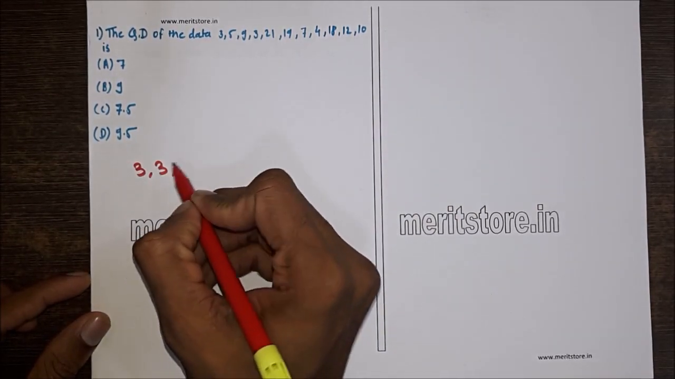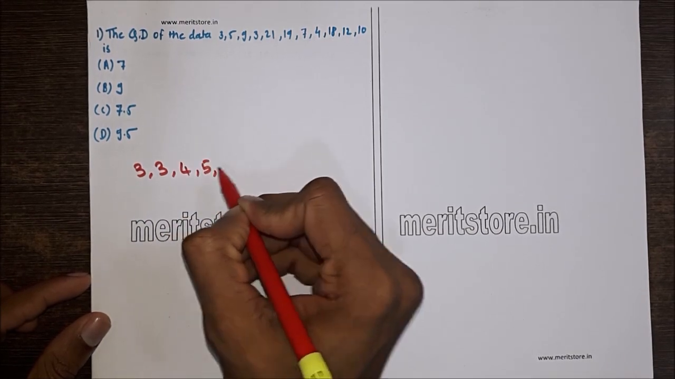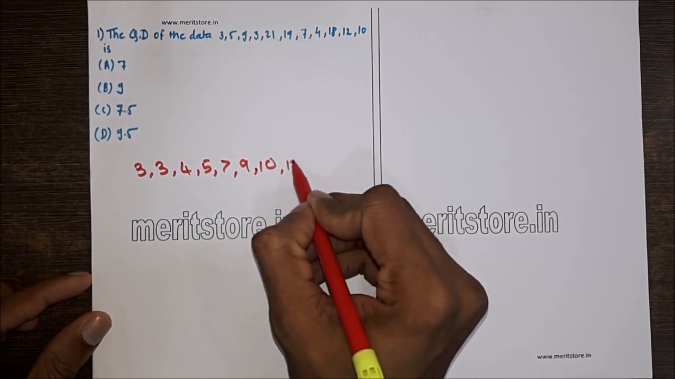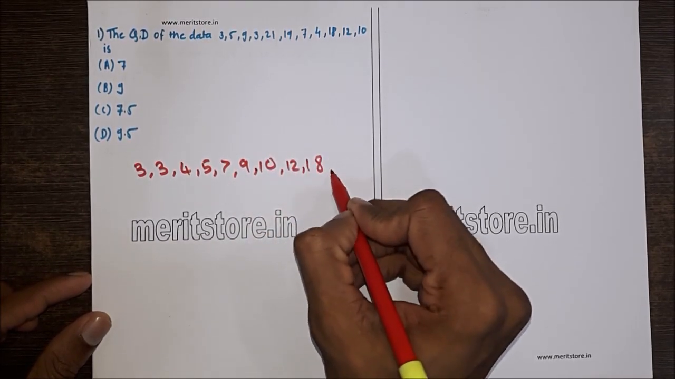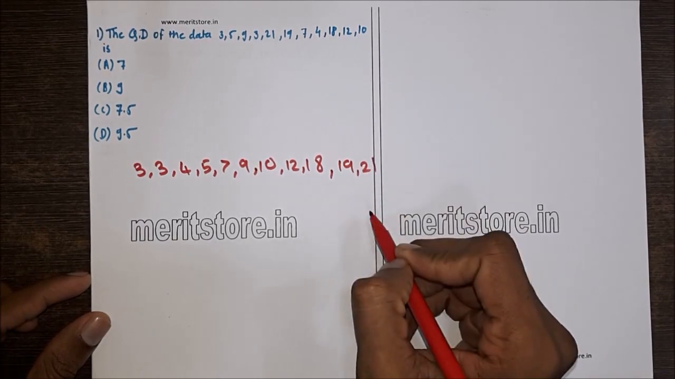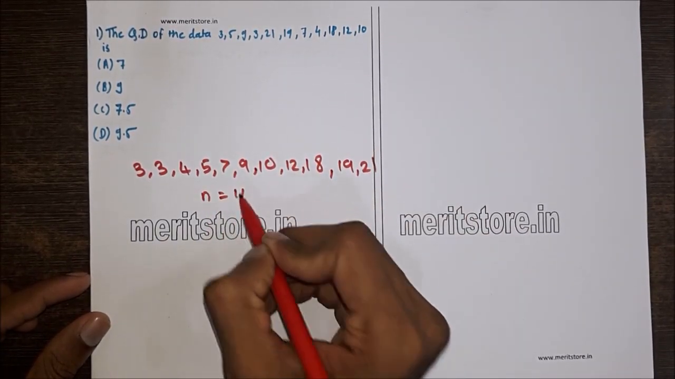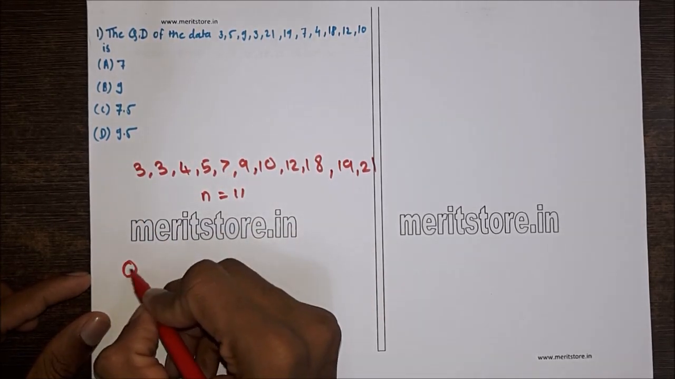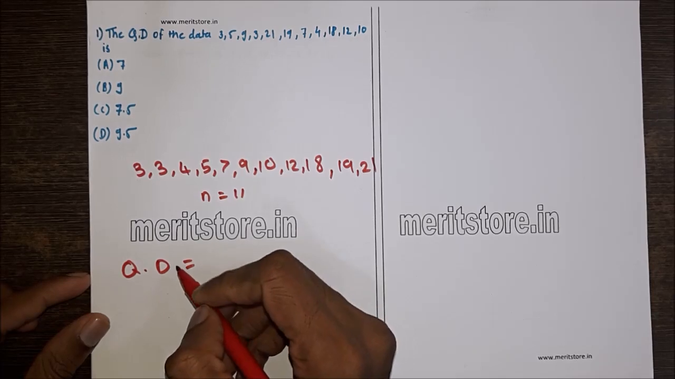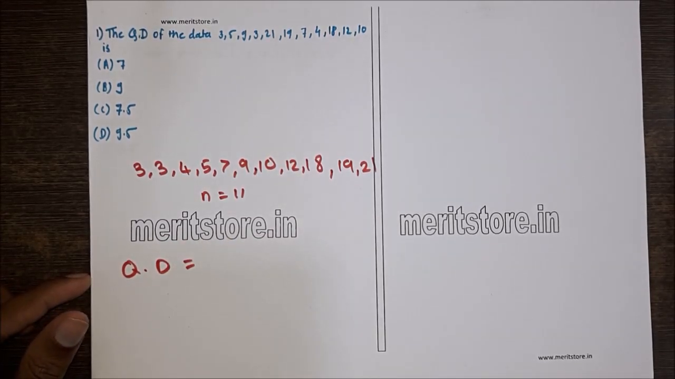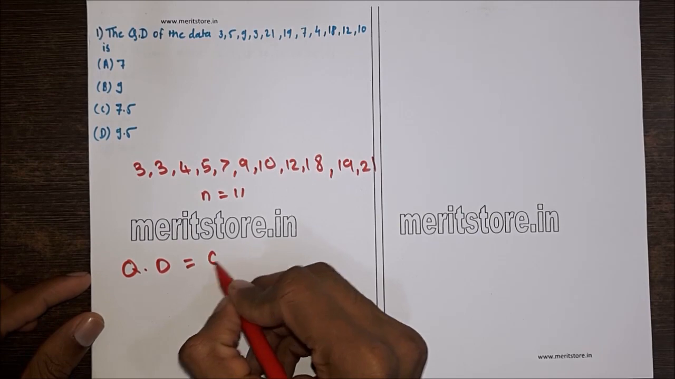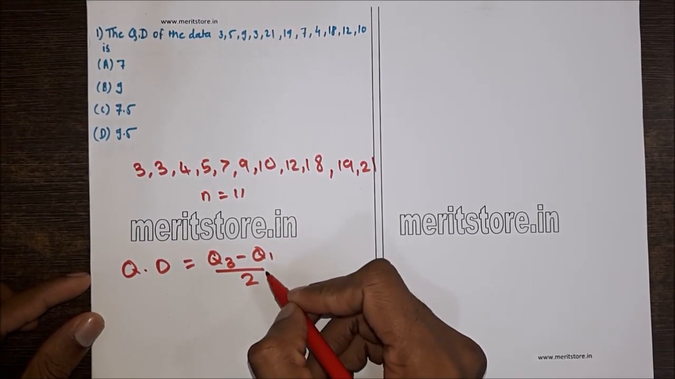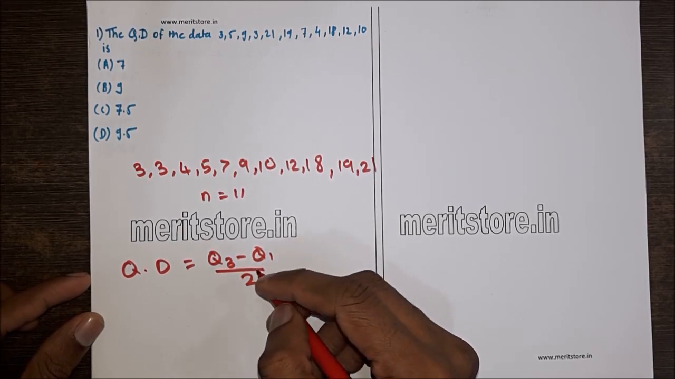3, 3, 4, 5, 7, 9, 10, 12, 18, 19 and 21, where we get n is equal to 11. So to find a quartile deviation, we have the formula QD equal to Q3 minus Q1 upon 2, where Q1 is the lower quartile and Q3 is the upper quartile.